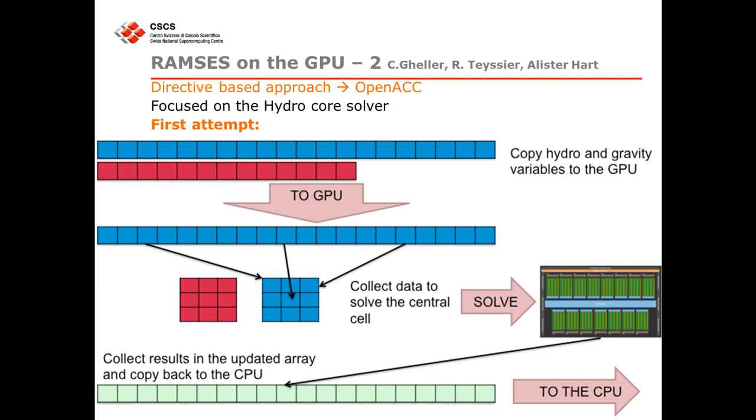You see immediately that the tricky part here is that in order to build this patch, due to this fully threaded AMR structure, you have to collect data that are spread randomly in memory. And so this is a very inefficient kind of memory access.